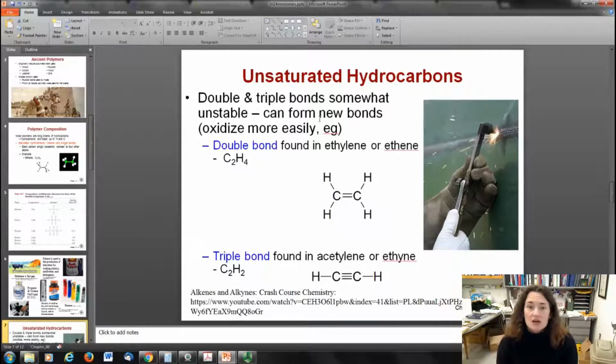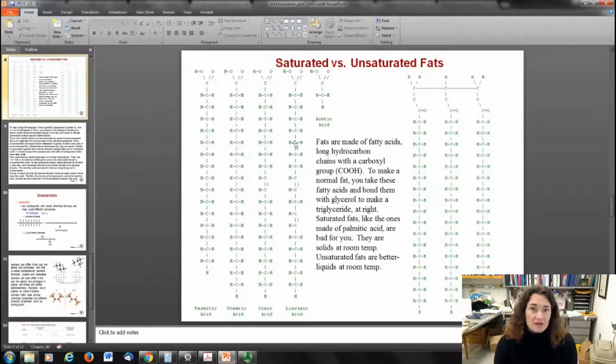Unsaturated hydrocarbons are more unstable. They can oxidize more easily. They're more reactive. They burn. For example, ethene, or ethylene, and acetylene, or ethyne, burn a lot easier. They're more reactive. You might have also heard of saturated versus unsaturated fats.